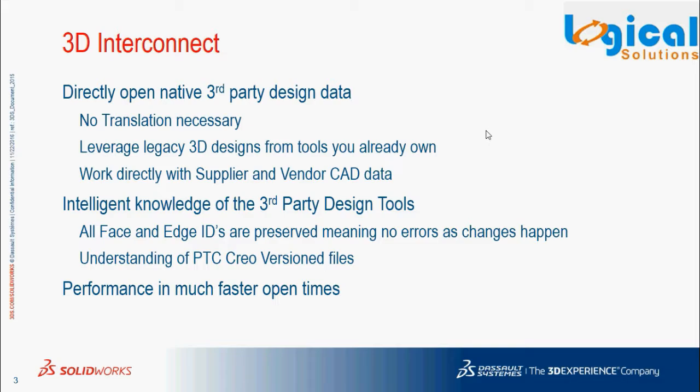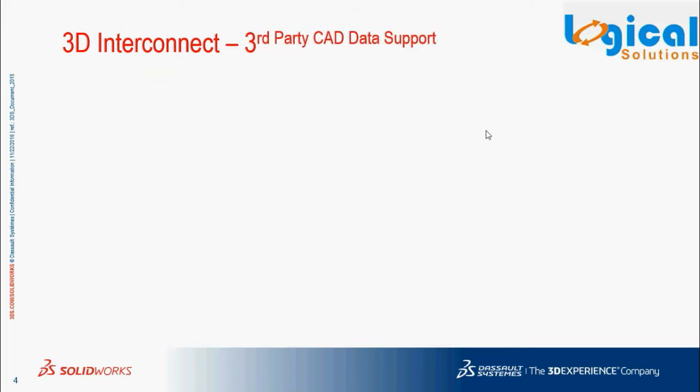3D Interconnect is much more than 3D translation. In fact, it virtually bypasses the entire translation process and thus allows us to work with CAD data from a variety of design tools. It's intelligent and understands when any third-party CAD data is changed within its native design environment. By honoring face and edge IDs, changes to these files are like changes you would make in SOLIDWORKS.